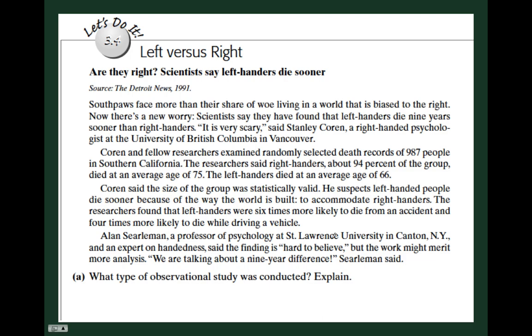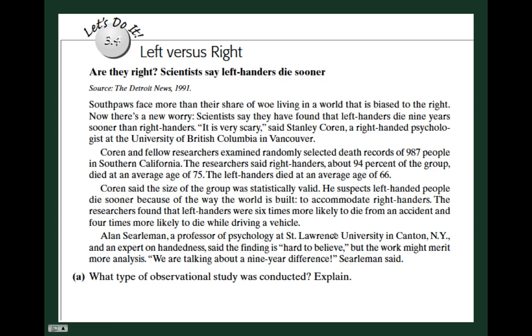Alan Searleman, a professor of psychology at St. Lawrence University in Canton, New York, and an expert on handedness, said the finding is hard to believe, but the work might merit more analysis. We're talking about a 9-year difference, Searleman said.